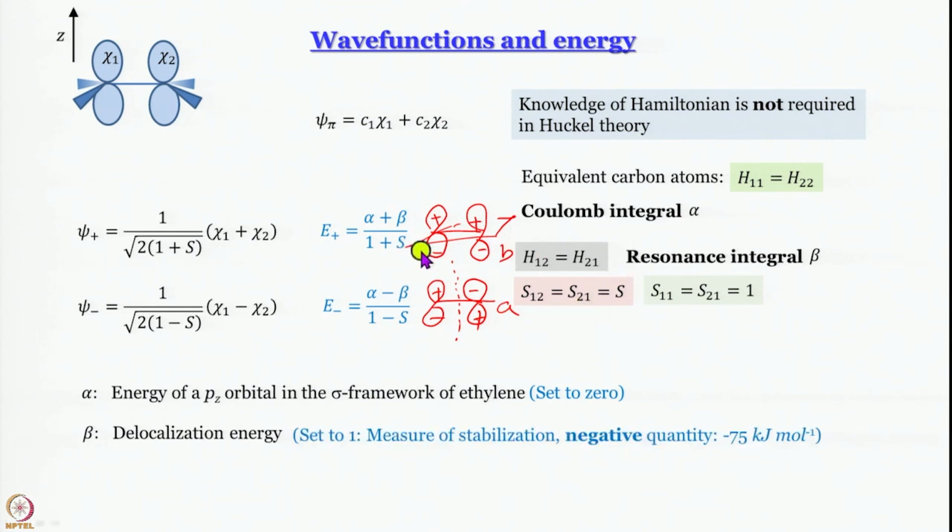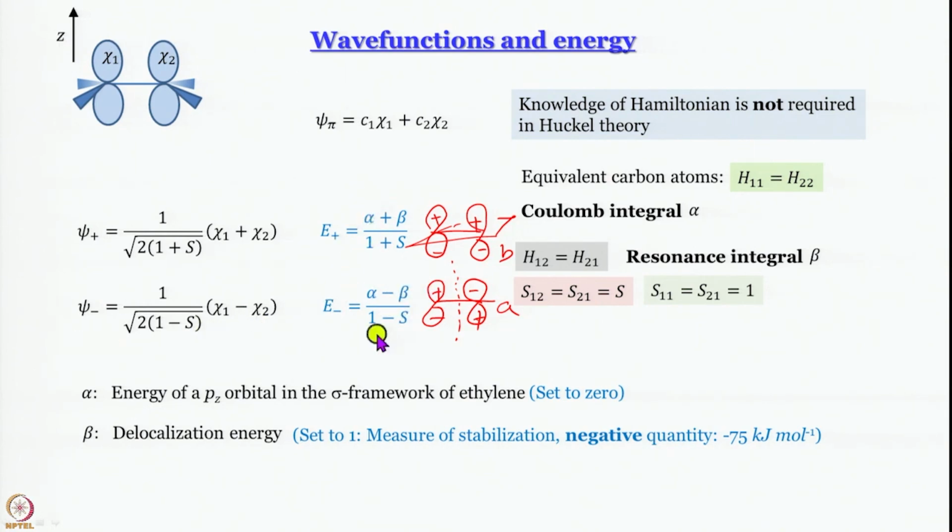Very often we write the energies in terms of beta, we do not even bother writing beta, well, today we are going to write beta anyway, but this is a measure of stabilization. It is important to understand that it is a negative quantity. The value of beta is minus 75 kilojoule per mole. How do I know that it is minus 75 kilojoule per mole? I know it from experiment, because as you will see we know these expressions, right, E plus and E minus. Now, if I know the energy of transition between HOMO and LUMO of ethylene, then I can figure out what the value of beta is.